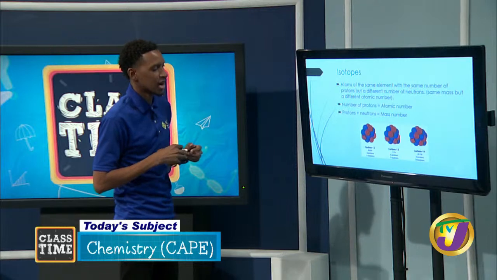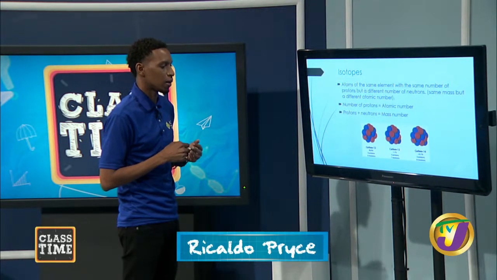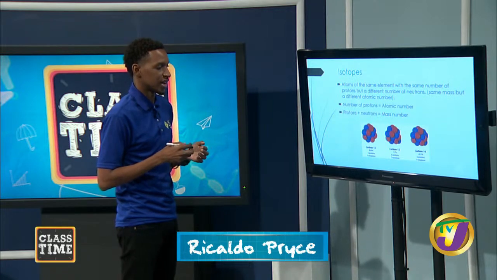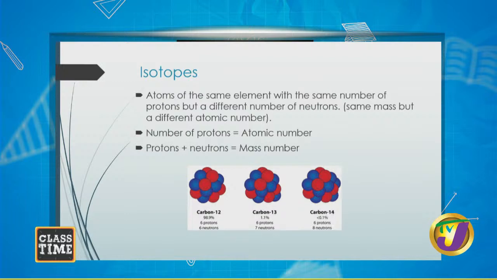Now, I must say that carbon-12 is the most abundant isotope of carbon, having an abundance of 98.9%. What this means is that if you have 100 grams of carbon in front of you right now, 98.9 grams of that is carbon-12, and 1.1 gram of that would be carbon-13. That's what it means.